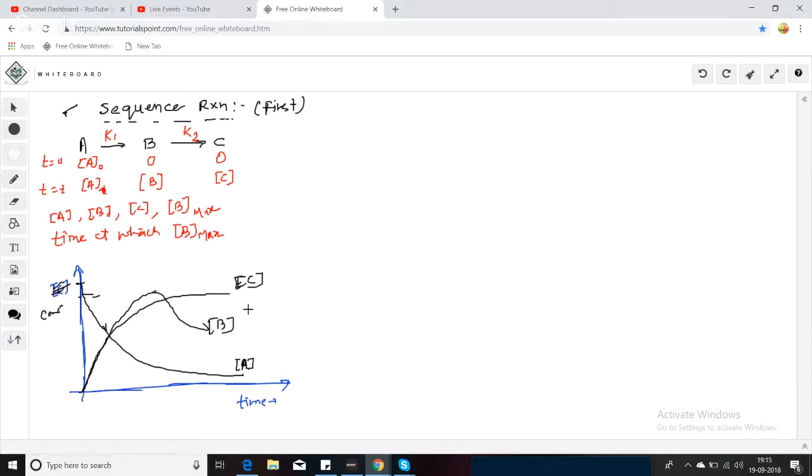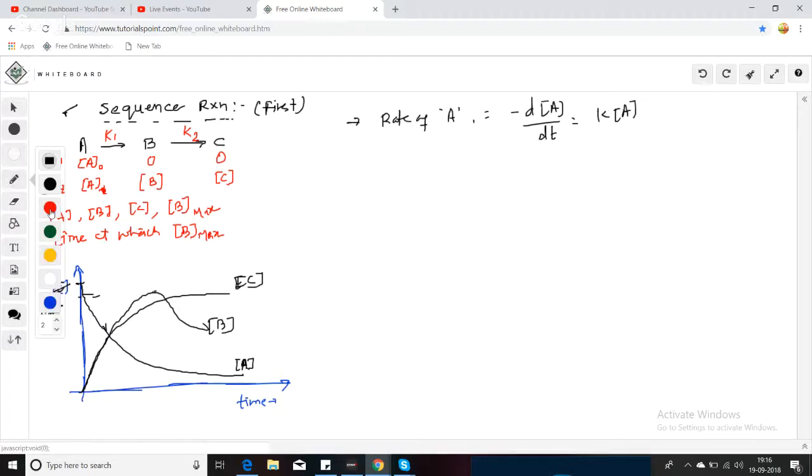Now, this is the important graph. Since it is first order, the rate of A we can write as d[A]/dt equals K times the concentration of A. Why only A? Because it's first order, right? And we can solve this and we get A_t equals, we have done this already, so I'm not going to do this again.